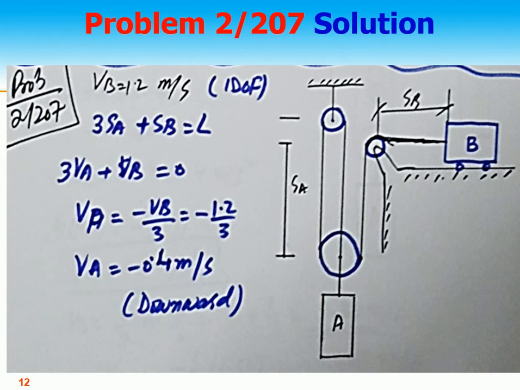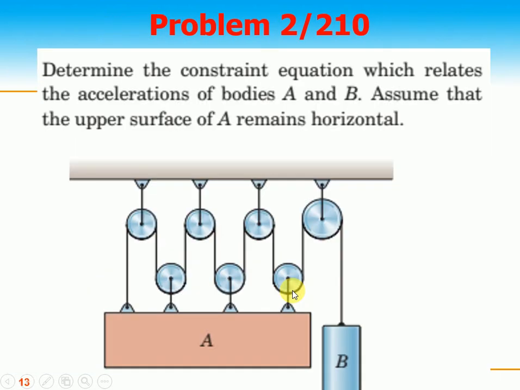You know the value of VB is 1.2. I take left one as negative. If you take left one as positive, then VA is positive, and vice versa. So this is minus 1.2 by 3. VA is equal to minus 0.4 meter per second, which is a downward velocity.